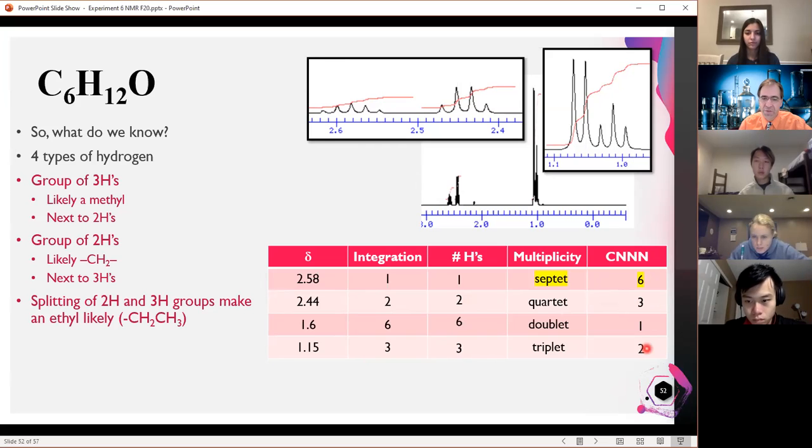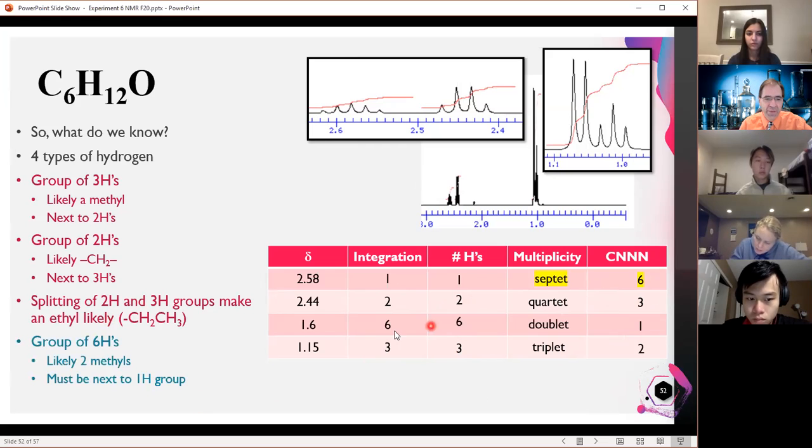So I was looking at these 2 rows right here. I said my 3 protons were next to 2 and my 2 protons were next to 3, so I'm going to guess that that's probably an ethyl group. The other thing I notice is that I've got a group of 6 hydrogens here, and they're next to one other. So they have to be next to a single proton, and it's likely 2 methyls.